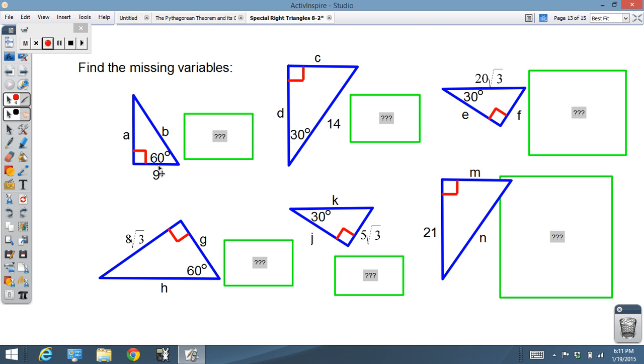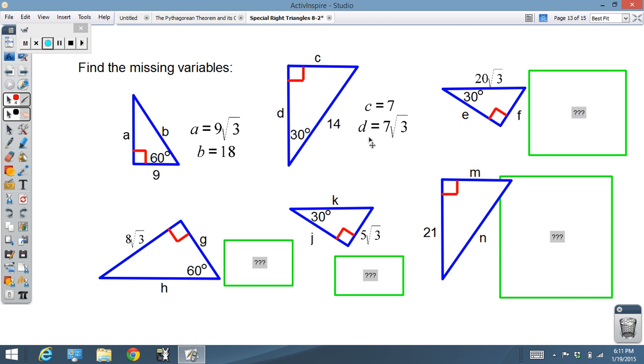Okay. We got 9. Well, plain and simple, B is twice that, and A is 9 times the square root of 3. For C and D, we got a hypotenuse of 14. Therefore, C is half of 14, and D is 7 times the square root of 3.